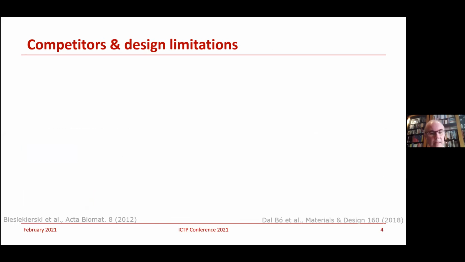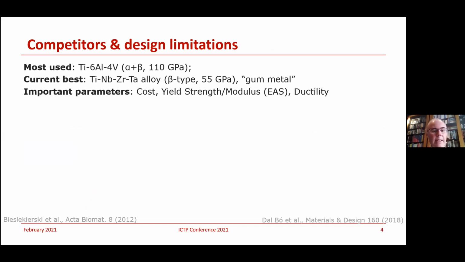Now, of course, you have already several options in place. Most of them are related to titanium, metallic titanium, where the current best one is the so-called gunmetal, the TNZT alloy. Here you have a very good combination between the low elastic modulus, good biocompatibility, and high strength, but the problem is its high cost.